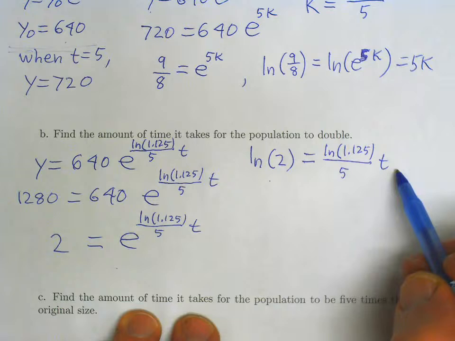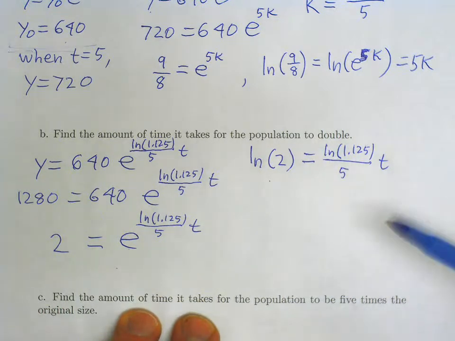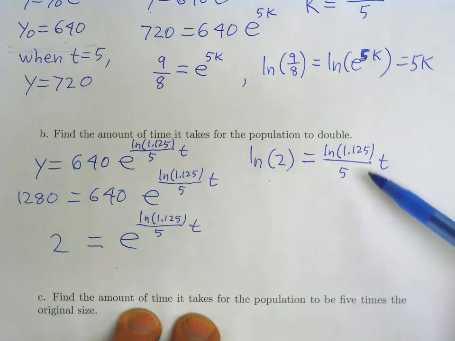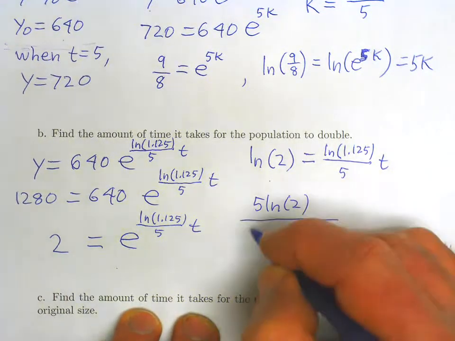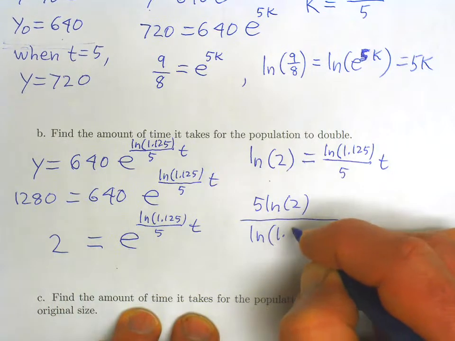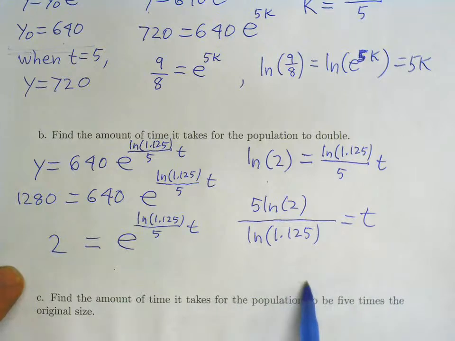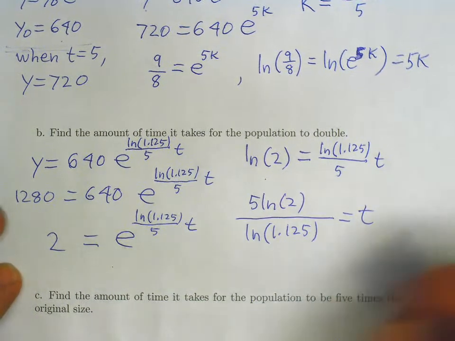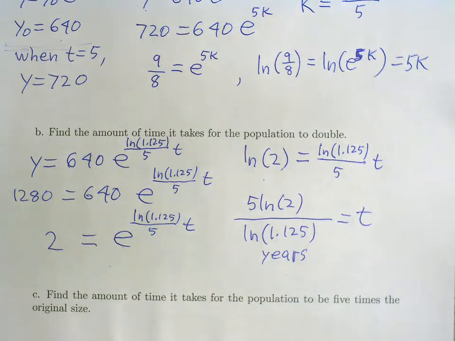And then to solve for t, we can multiply both sides by the reciprocal of this number. That is, multiply both sides by 5 divided by the natural log of 1.125, and we get 5 times the natural log of 2 divided by the natural log of 1.125 equals t. Hey, this is the exact answer. It's measured in years, so if you want a decimal approximation, then just key those numbers into a calculator.